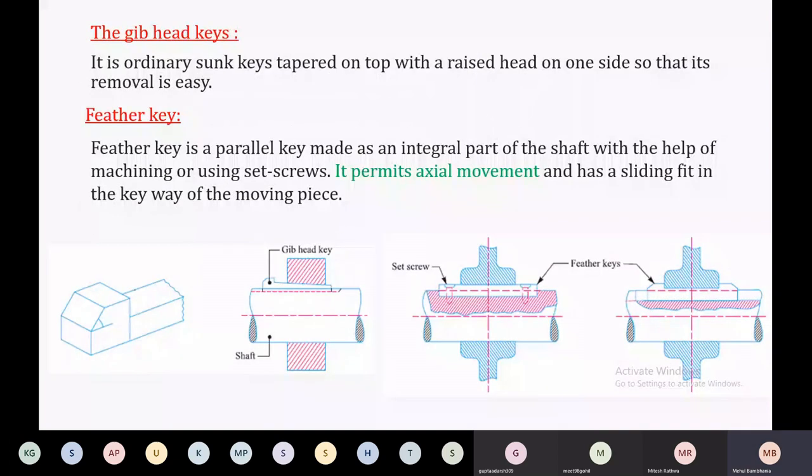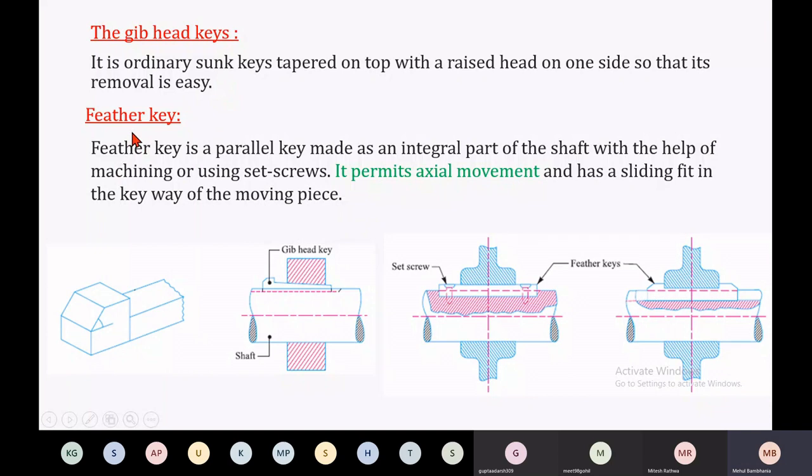Next in the list we have the Gibbs headed key. The Gibbs headed key is one kind of sunk key in which we provide a head, or raised head, at one end with certain dimensions. This head is provided for easy removal of the key, and due to that it is referred to as a Gibbs headed key. So the Gibbs headed key is one kind of sunk key only.